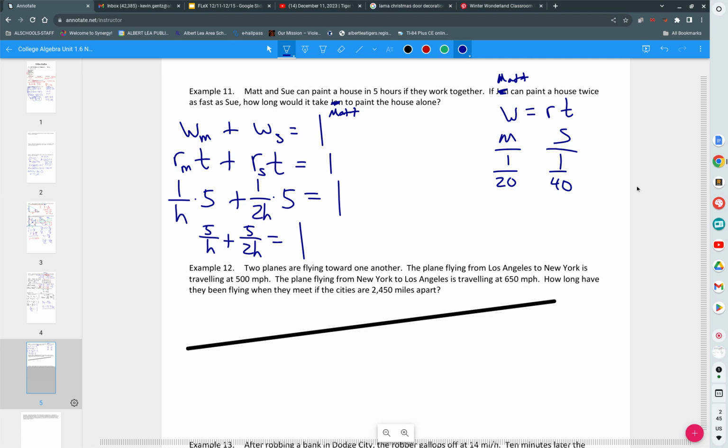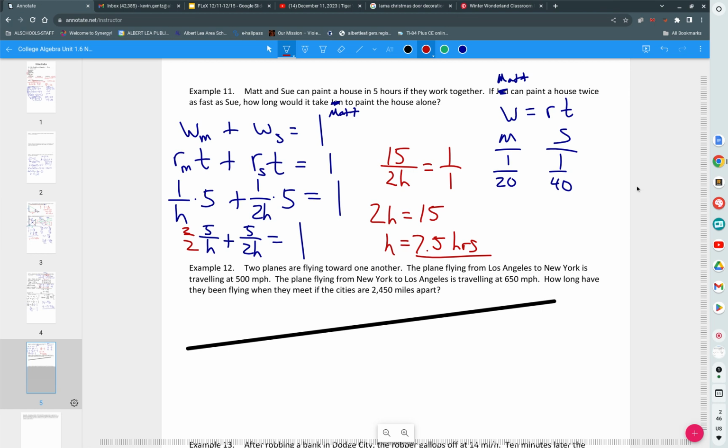Now what? Common denominators: multiply top and bottom by 2. What do you get in the top? I've got 10 plus 5. This gives me a grand old 15. In the denominator, I've got 2H, is equal to 1 over 1. I will cross multiply: 2H is equal to 15. Divide by 2: H is equal to 7.5 hours. That's how long it takes Matt. How long would it take Sue? 15 hours. Takes her twice as long. Right. Good.